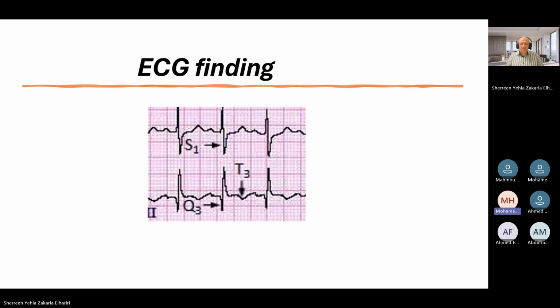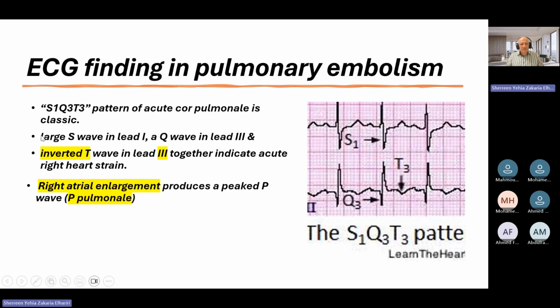Let's see. Q3. This is pulmonary embolism. So it's a prominent S wave with an inverted T and Q. You can find what is called the S1, Q3, T3 pattern of acute cor pulmonale. So S in lead 1, Q in lead 3, inverted T wave in lead 3. All this indicates right heart strain or cor pulmonale. Sometimes it is pulmonary embolism.